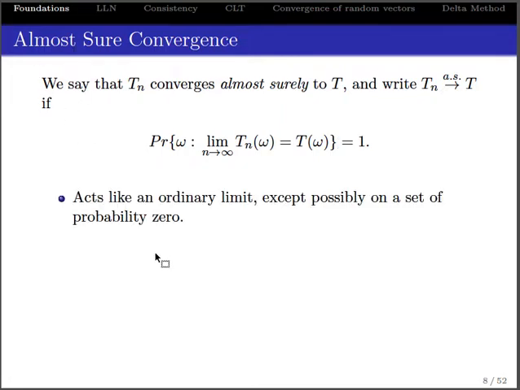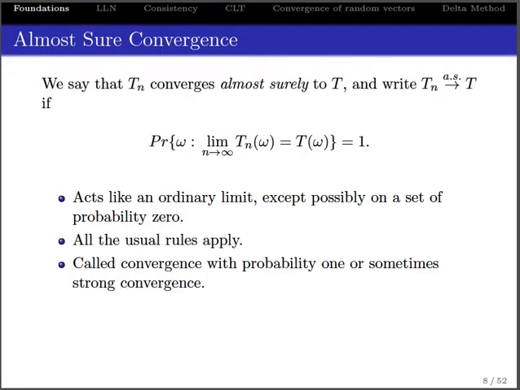This is the most advanced form of convergence, and at the same time it's often the easiest to deal with, which is why I like it, because it obeys all the rules that you're familiar with of ordinary limits, and you can just do all the things that you usually do, L'Hopital's rule, and the continuous mapping, and the limit of a product is the product of limits, and everything that you're used to, and then at the end just say, well, except possibly on a set of probability 0. And all the usual rules apply. It's called convergence with probability 1, or sometimes strong convergence.